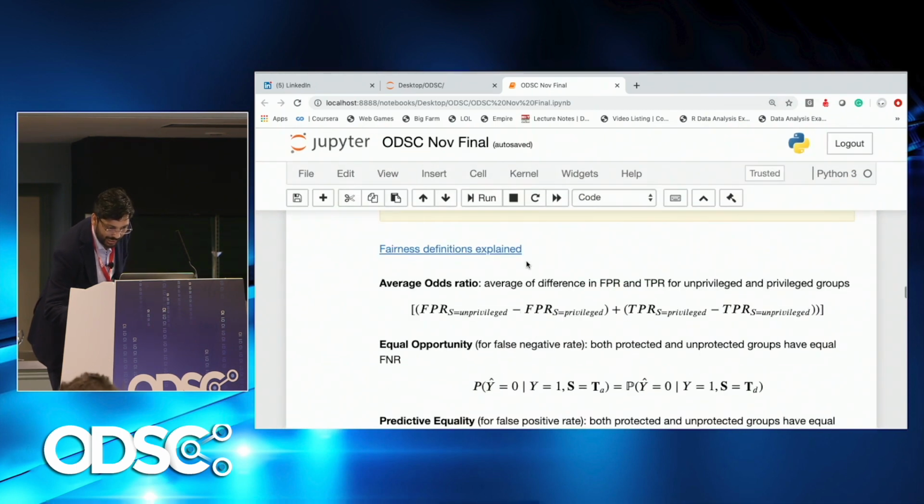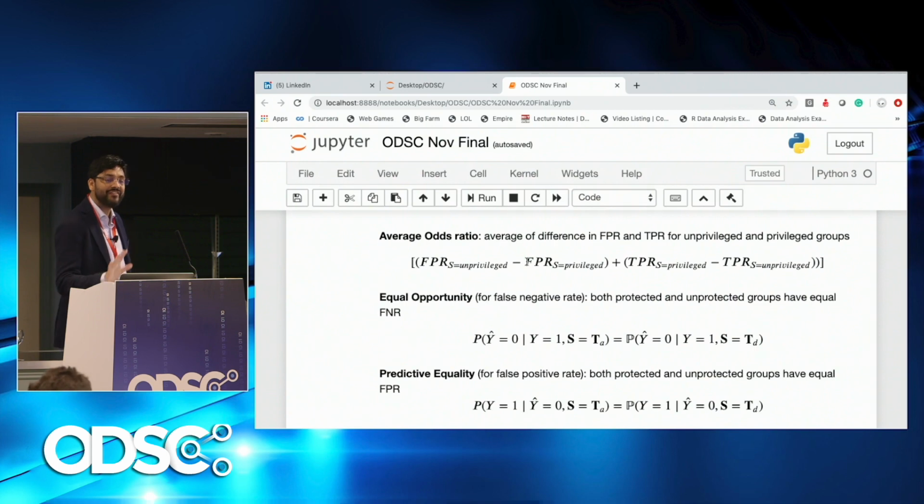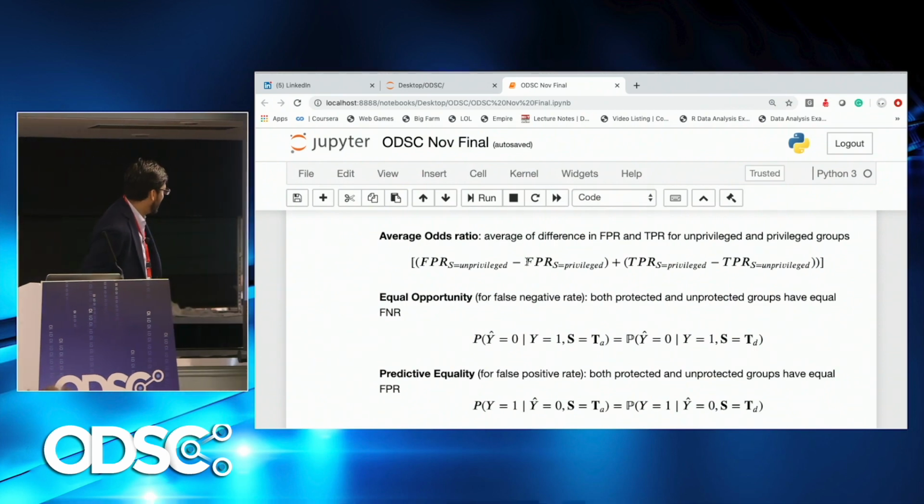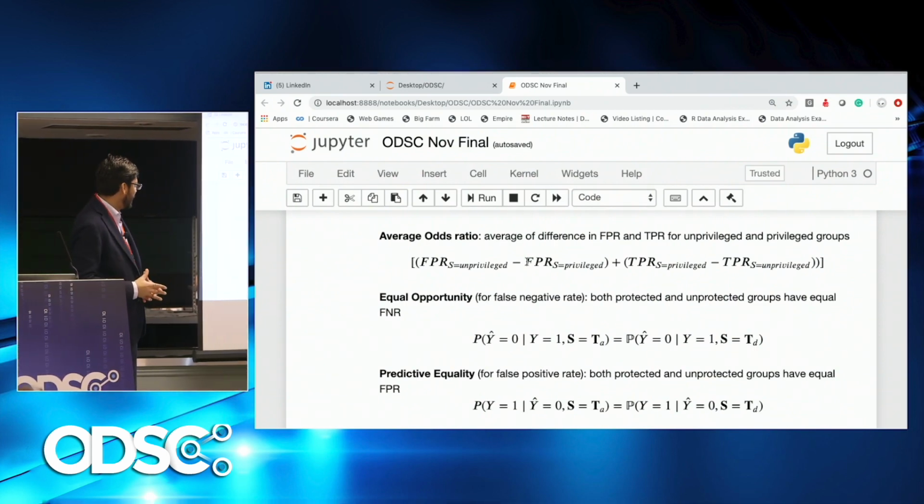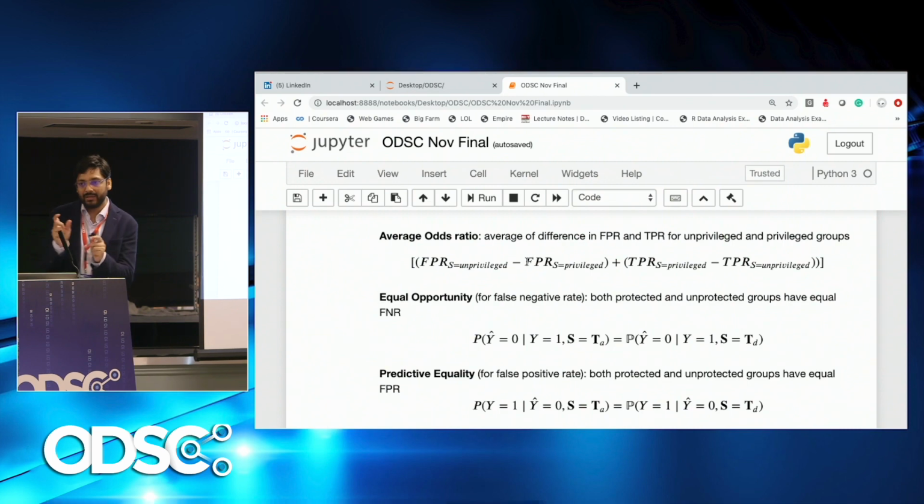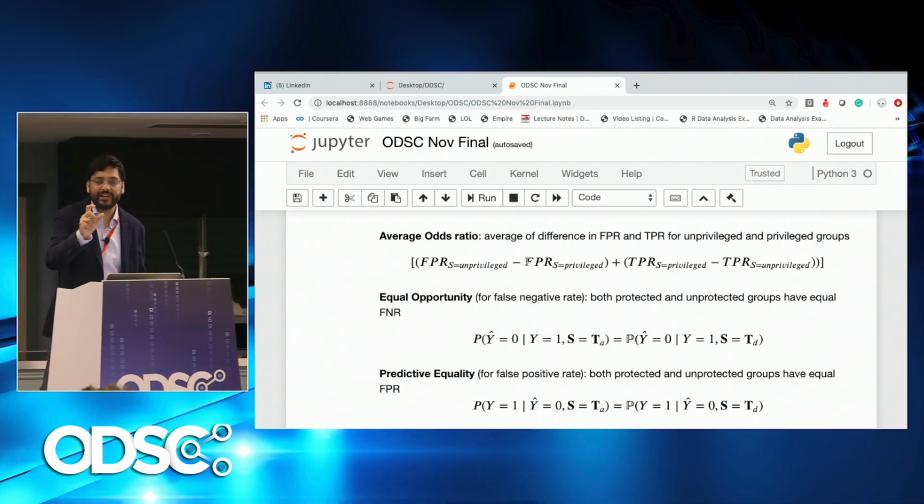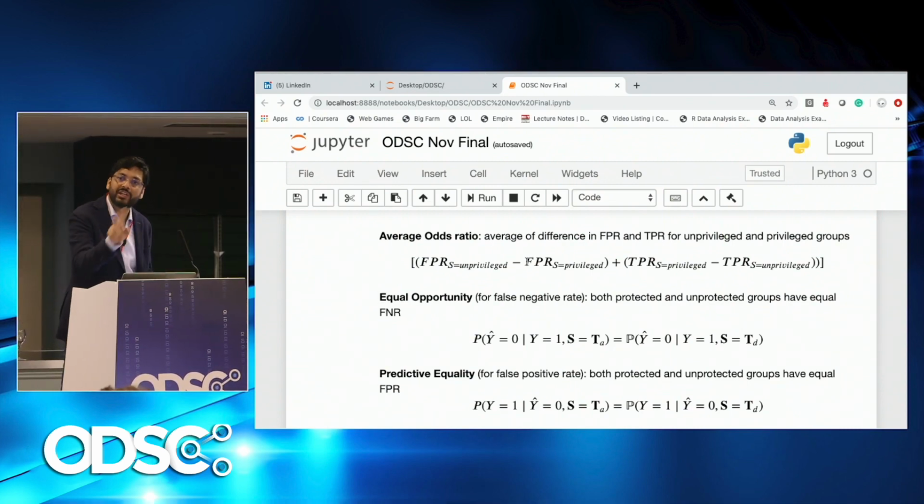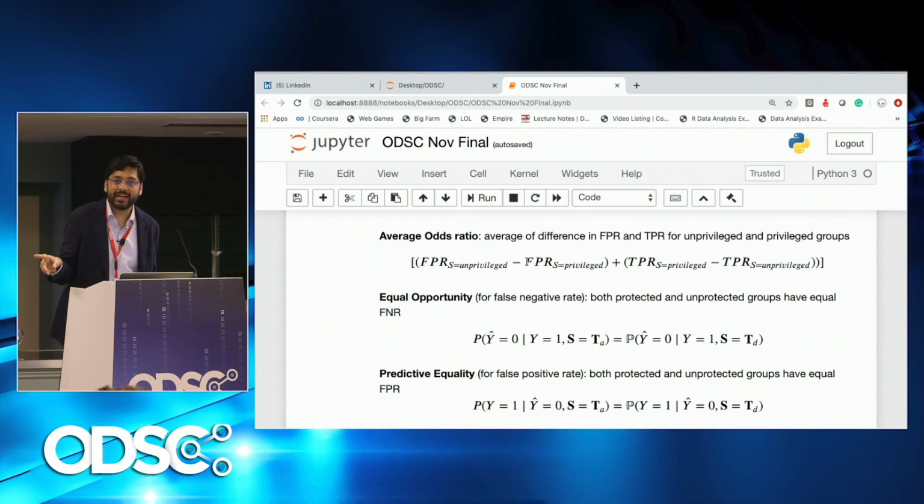Right, so now these are 8 fairness definitions. One is called average odds ratio. Average odds ratio is the difference between false positive rate and true positive rate, for both the groups. The advantages and disadvantages should be the same. That's called average odds ratio.